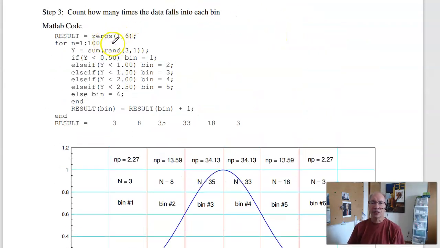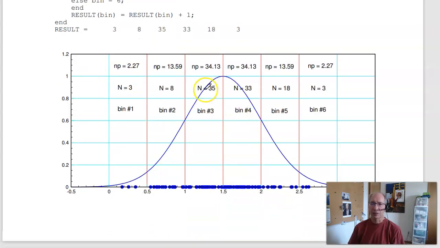So there's the code. I roll the dice 100 times. Each time I roll it, I keep track of which bin the data lies in. And here are the results. This is what a normal distribution would look like that has a mean of 1.5, standard deviation of 0.5. Here's the expected frequency for bin number 1, 2, 3, 4, 5, and 6. The actual frequency.